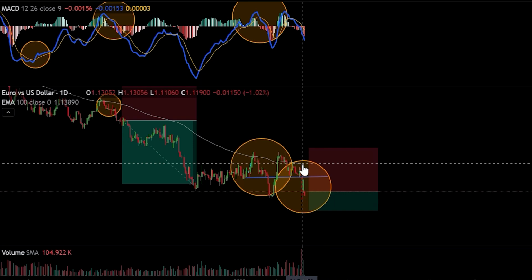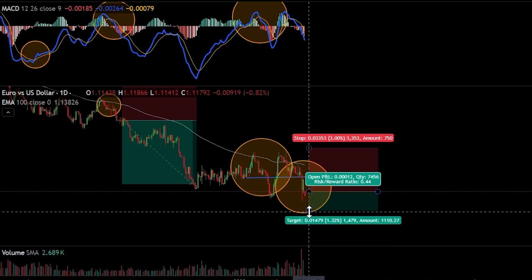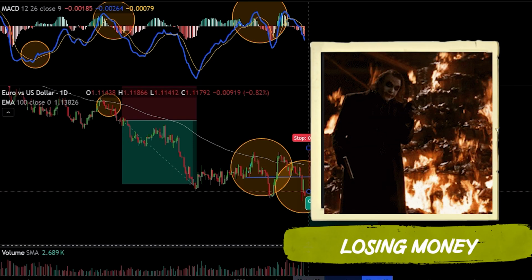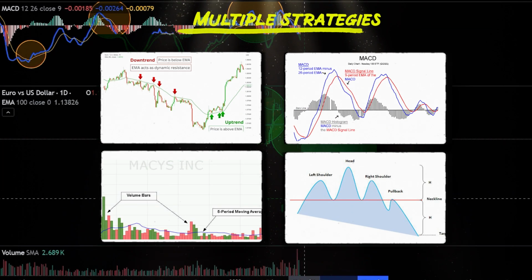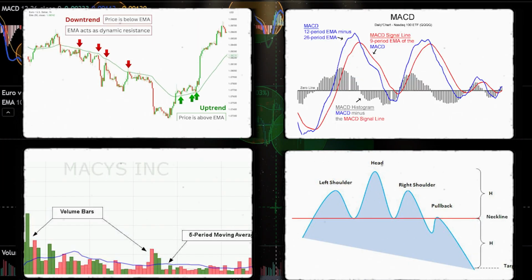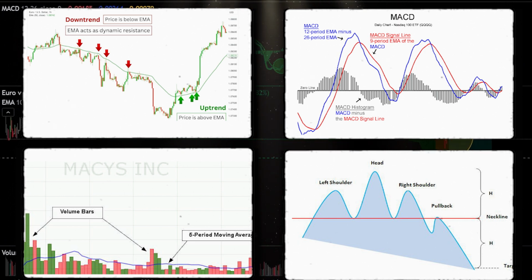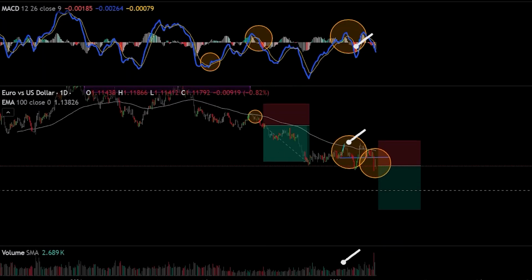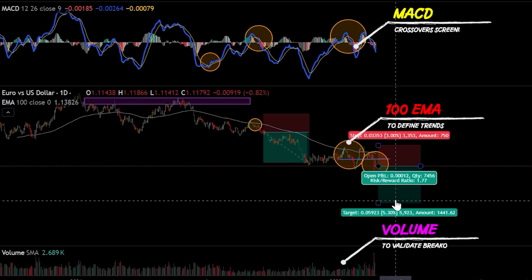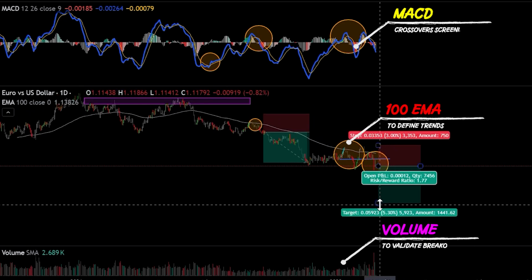You cannot depend on MACD indicator alone to buy or sell because you will end up losing money. You have to combine multiple strategies into one. You have to have a full system. That's why in this video we use the 100 exponential moving average along with the MACD to survey the market and to find areas of crossover.